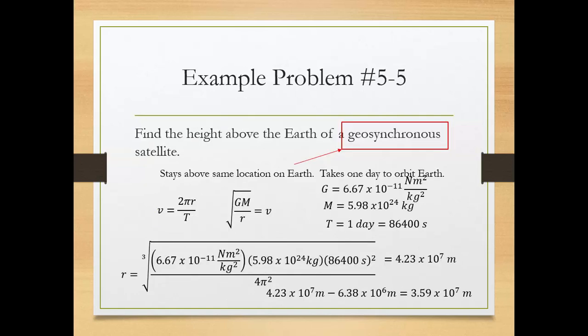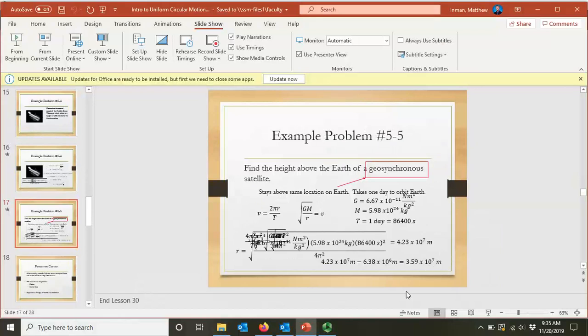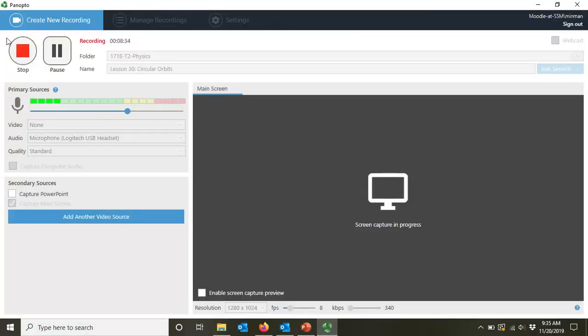So that would be your circular orbits. In the next lesson, we'll start to look at how we deal with objects that are traveling on a curve, say a car driving around a curve, and how we can apply this idea of uniform circular motion to that type of situation.